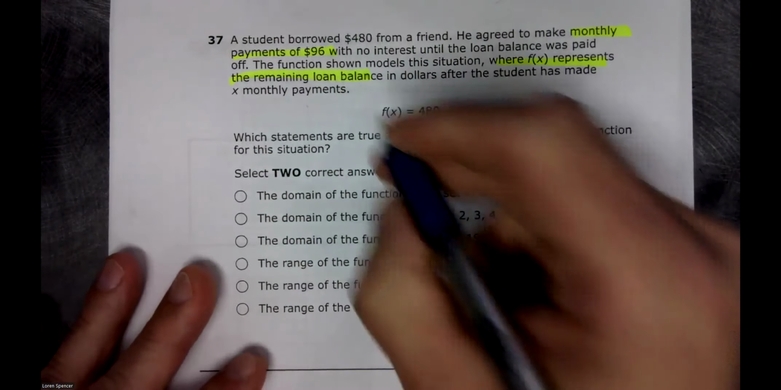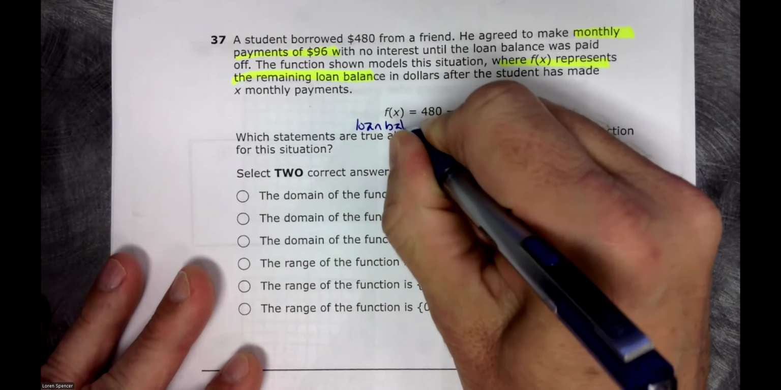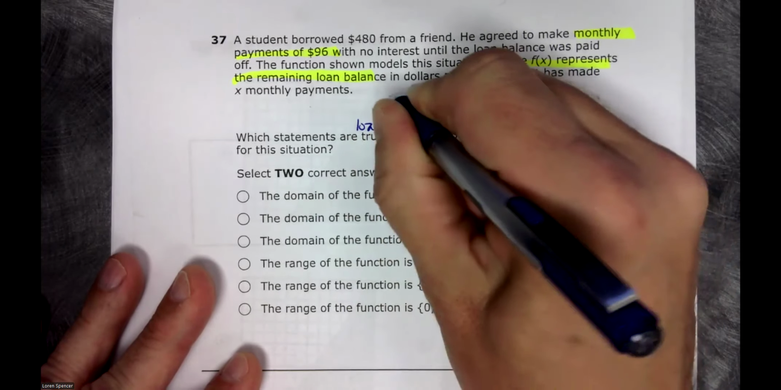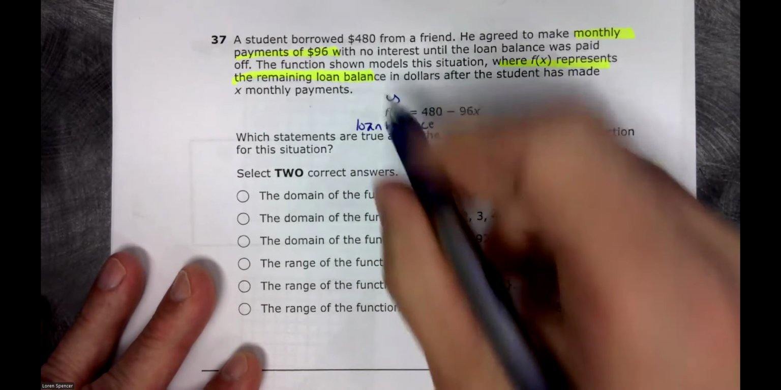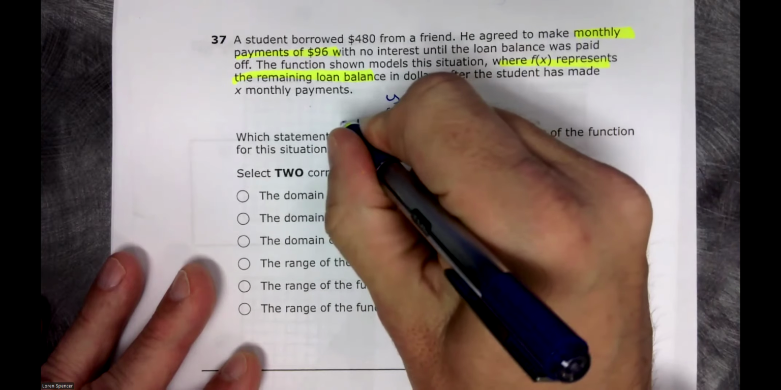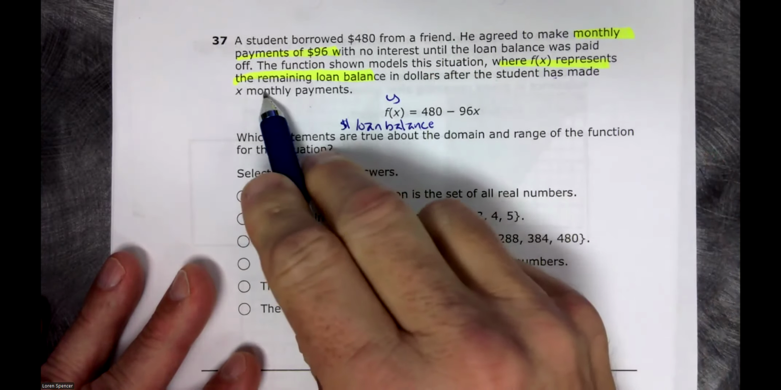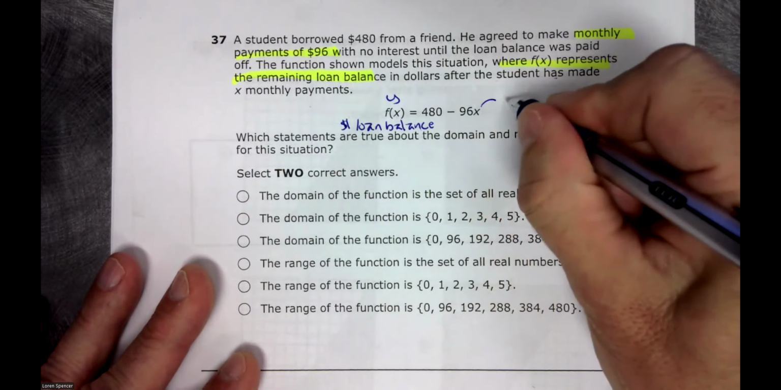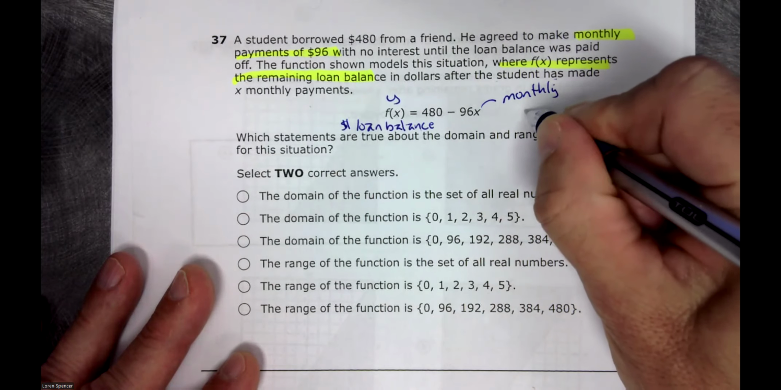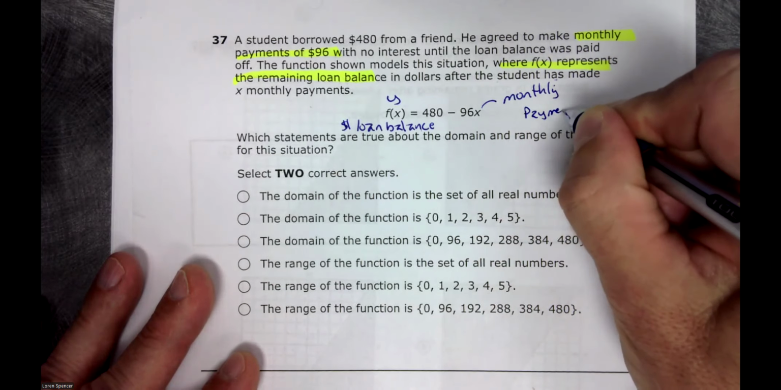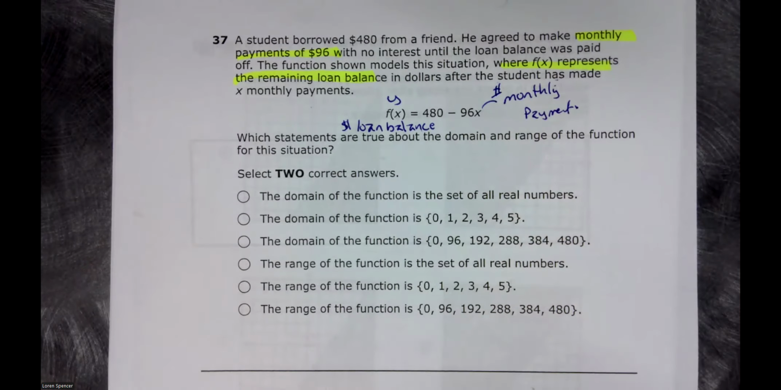So here's our loan balance. And please remember f of x is y, in dollars, loan balance, and I'll just put a dollar sign here. And this is after a student has made x monthly payments. So this is the number of monthly payments. Okay.